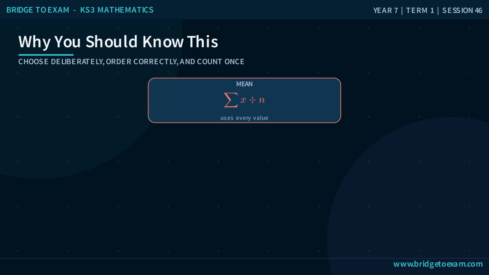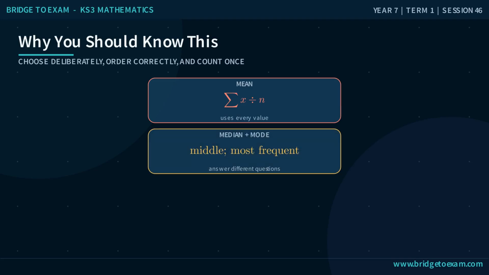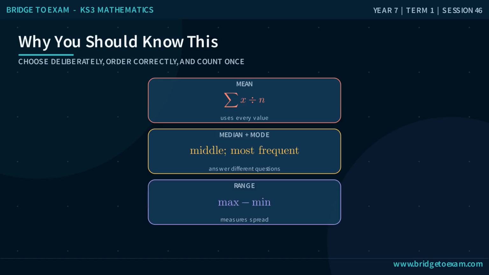Use the mean when every value should influence the summary, but check whether an extreme value distorts it. Use the median for the central ordered value, the mode for the most common value, and the range for spread. Always order the data before finding the median, and count every value exactly once for the mean.